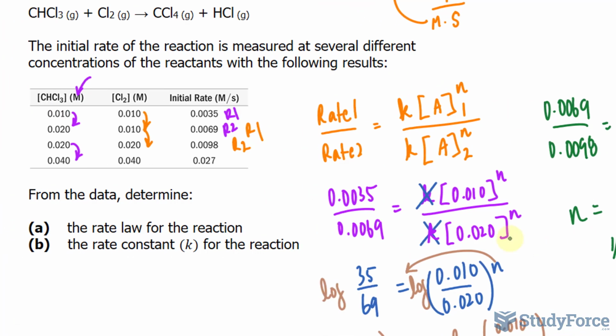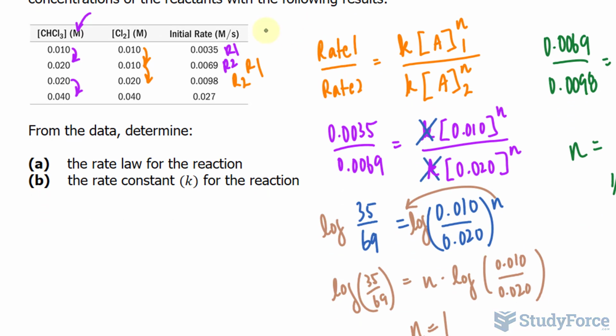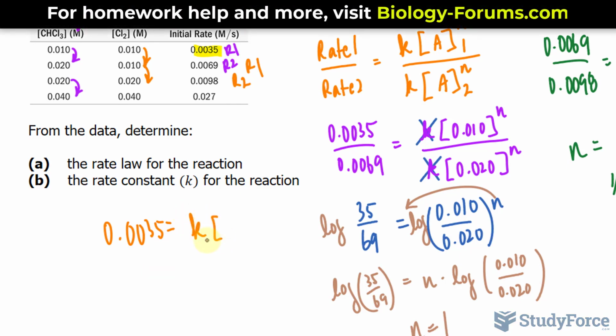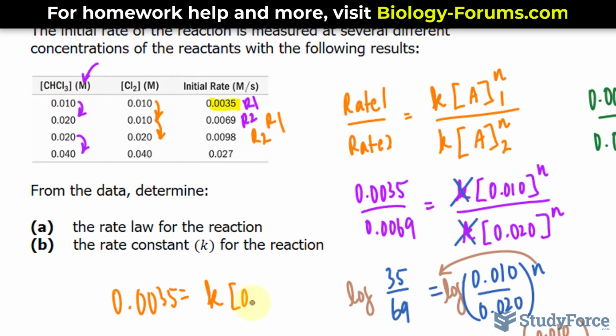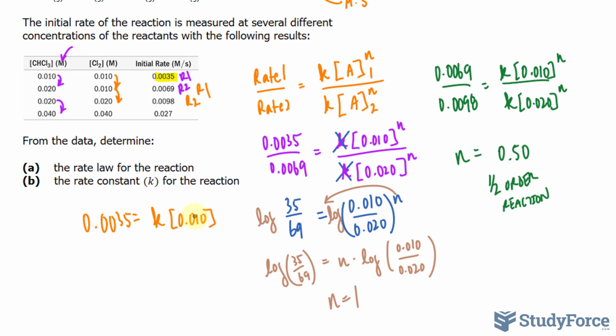Let's move on to question B. They actually want the rate constant K for the reaction. So in the previous calculations, K was cancelled out, but now we can actually find K. And the way you do that is we take one rate, let's take this one as an example, 0.0035, and we'll use the formula K times the concentration of the first reactant. So we have 0.010, and that's being raised to the power of 1, which is what we found in part A. In addition, we'll be multiplying that to the concentration of Cl2, 0.010, and that's being raised to 0.5.